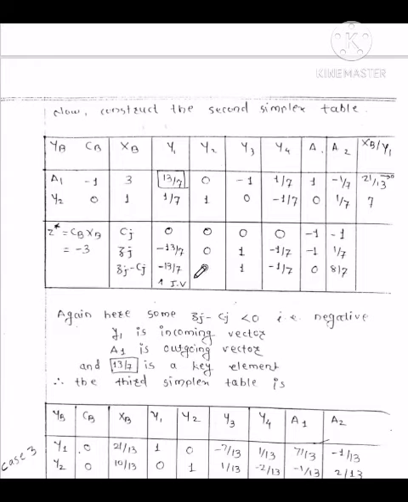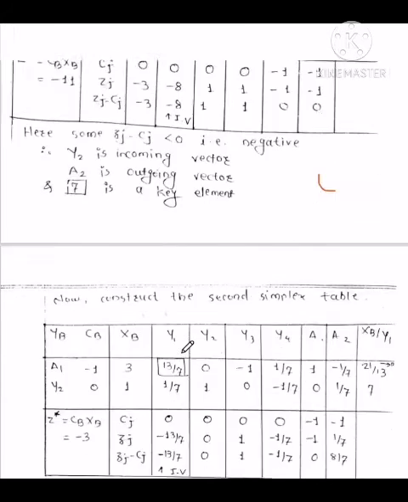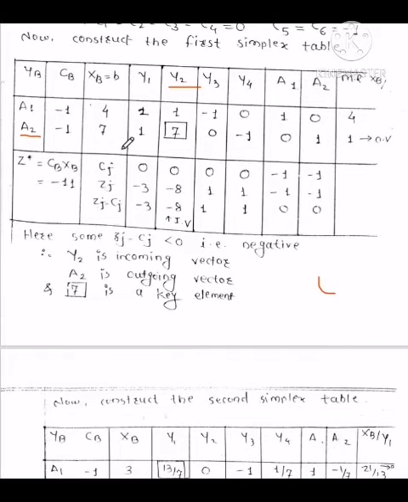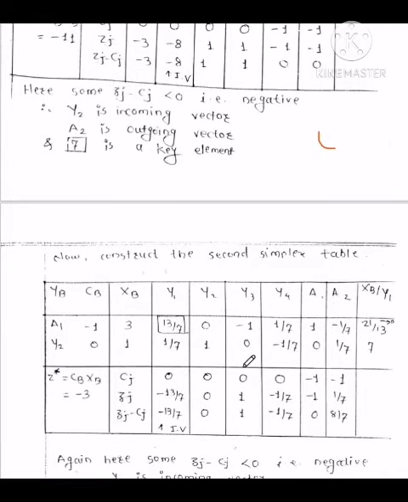Now we will construct the second simplex table. So what are the changes in the second simplex table? A1 is as it is, CB minus 1 as it is, XB is 3 as it is. Incoming vector is y2. So take y2. C2 means 0. Then what is the next step? Now find out the elements. So divide this row by the key element. So we will get 1, 1 by 7, 1, 0, minus 1 by 7, 0, 1 by 7.